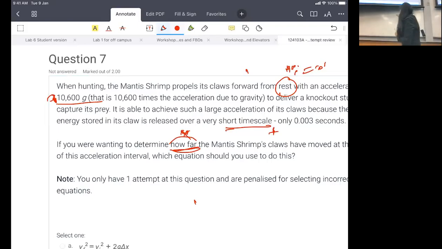Okay, so we're given VI that's equal to 0 because it started from rest.